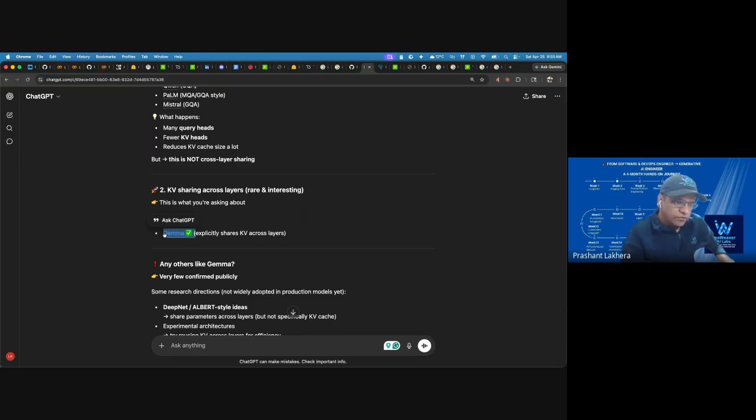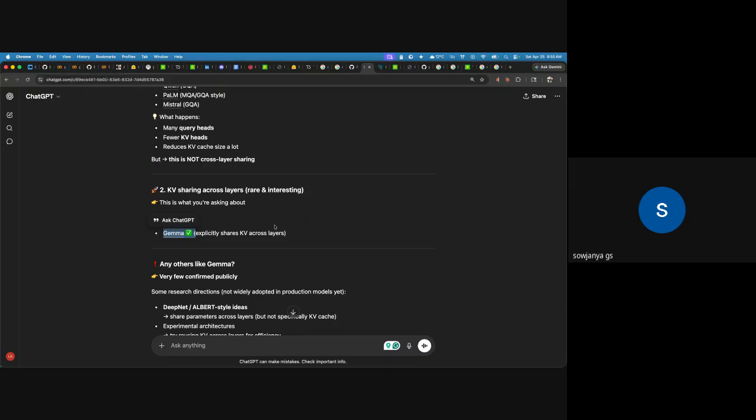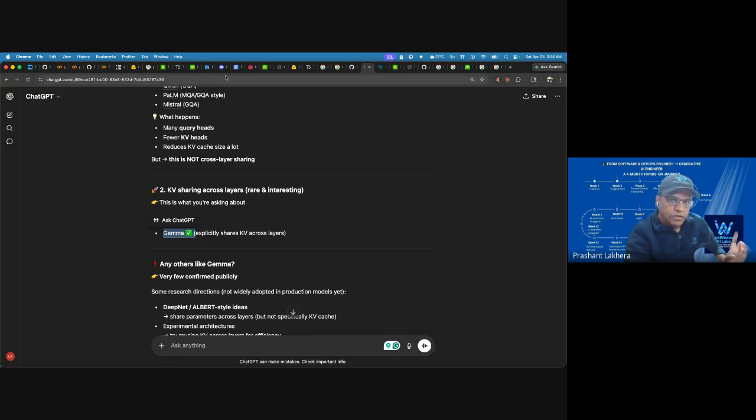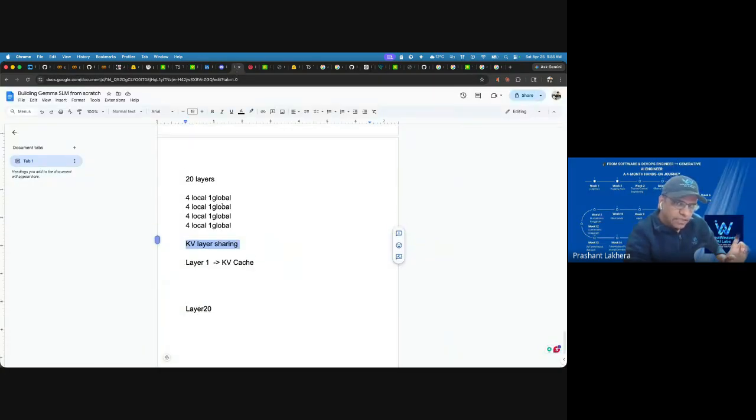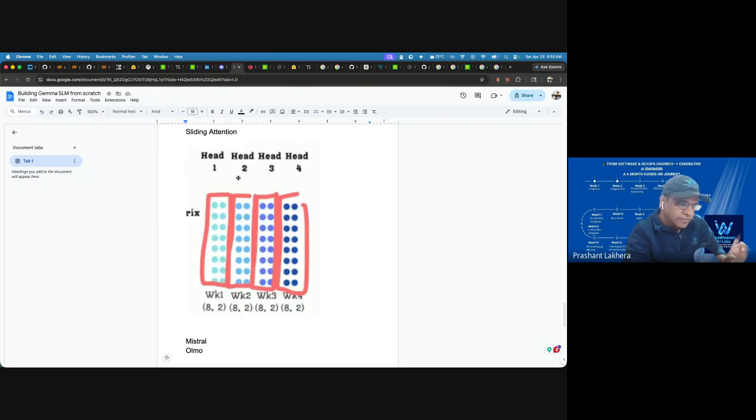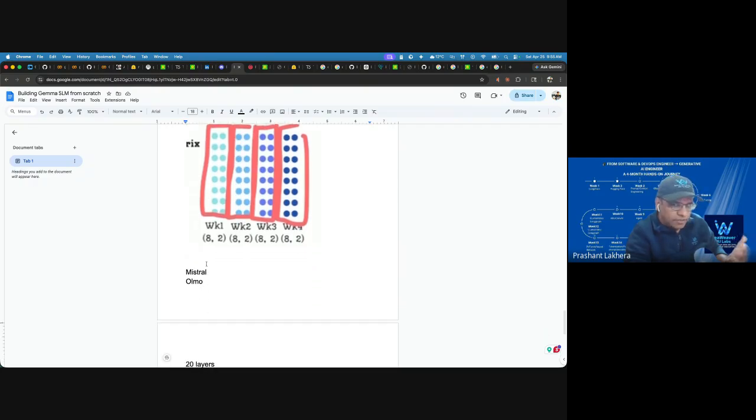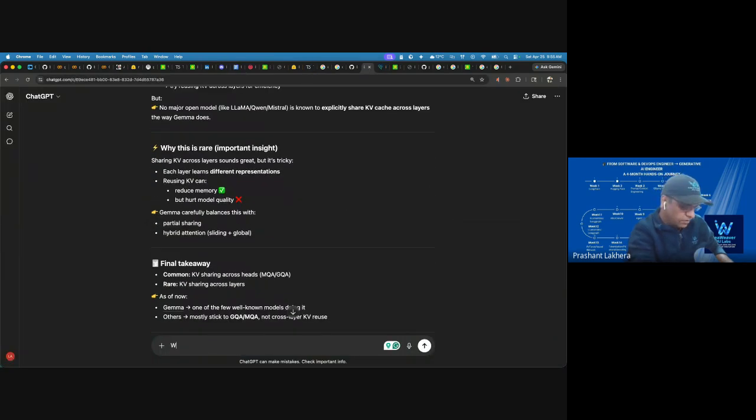Is this point clear to you guys? Any doubts so far? Any question? Okay. All other models are using causal attention. That's what I told you. This is a different idea, sharing of layers. That idea is different, sliding attention. So yes, other models are using causal attention, but Mistral and Olmo, okay, let's ask ChatGPT itself, are using sliding window attention.